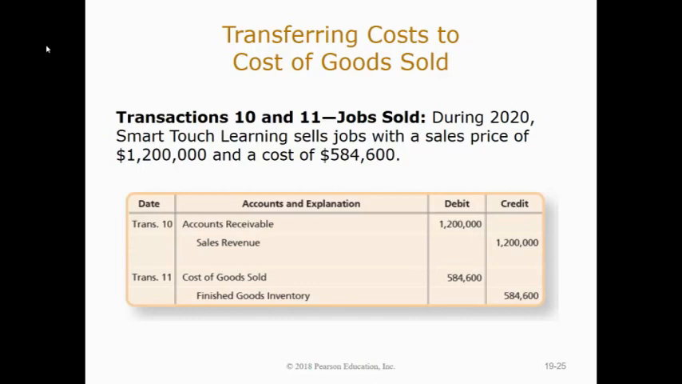Well, now we are. So when we actually sell the product, we need to expense it. We expense through cost of goods sold. So you're going to debit cost of goods sold. You no longer have that inventory in your wares because you sold it to your customer, which means you need to reduce that inventory account, and inventory accounts always go down on the credit side. So you're going to credit finished goods inventory, this time for the amount that you paid to produce it, which for Smart Touch Learning is $584,600.